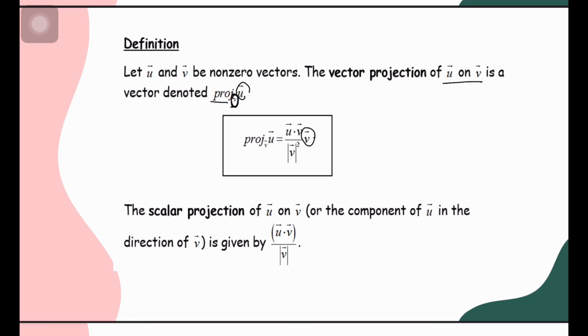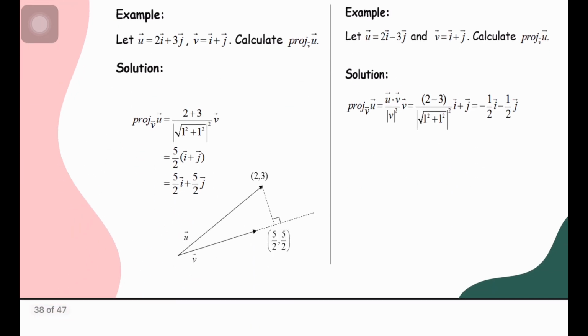Okay, and we also have the scalar projection. If this one is a vector projection, we also have the scalar projection of U on V, where the formula is given by the dot product of U and V divided by the magnitude of V. If the projection of vector U on V, the formula is dot product of U and V divided by the magnitude of V to the power of 2 multiplied by the vector V. Okay, but the scalar projection, the formula is the dot product of vector U and V divided by the magnitude of V. Okay, so let's say example here.